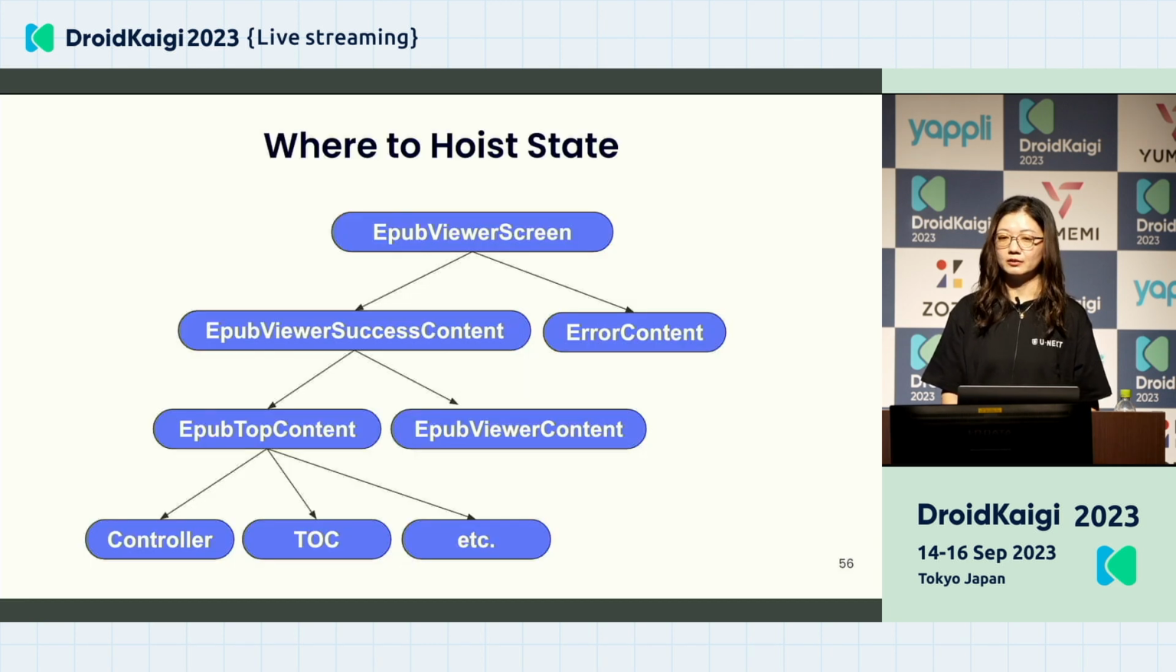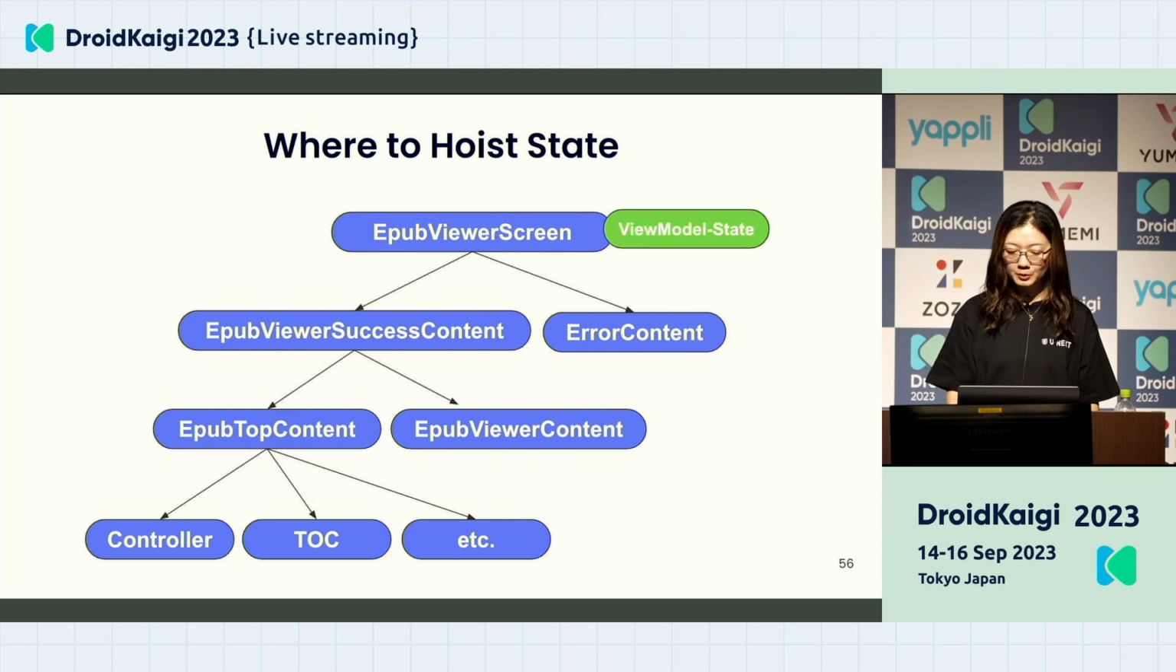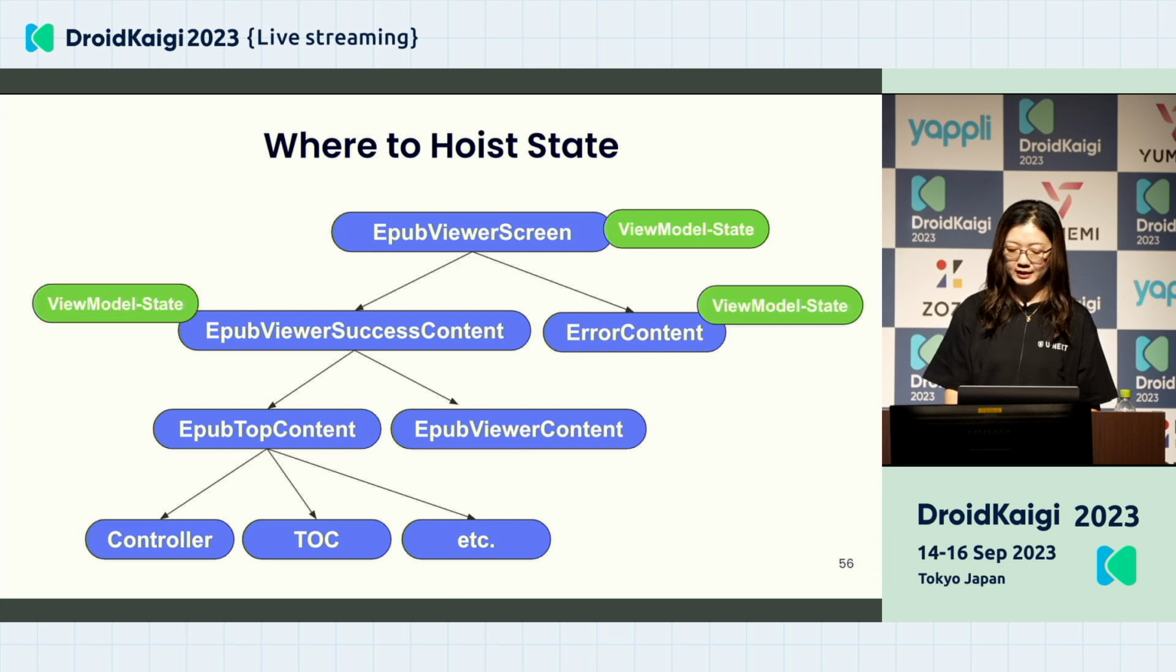After reviewing the code together, let's gain a better understanding of where to hoist the state. The view model is held in a wider screen place, which ideally should be hoisted by the root parent, such as EpubViewerScreen here. Then it can be accessed by the children like EpubViewerSuccessContent or error content, as well as their descendants.